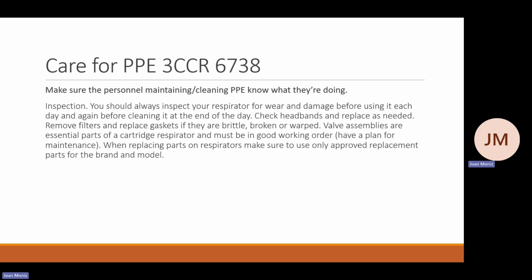Check headbands and replace as needed. Remove filters and replace gaskets if they are brittle, broken, or warped. Valve assemblies are essential parts of a cartridge respirator and must be in good working order. Have a plan for routine scheduled maintenance. When replacing parts on respirators, make sure to use only approved replacement parts for brand and model.